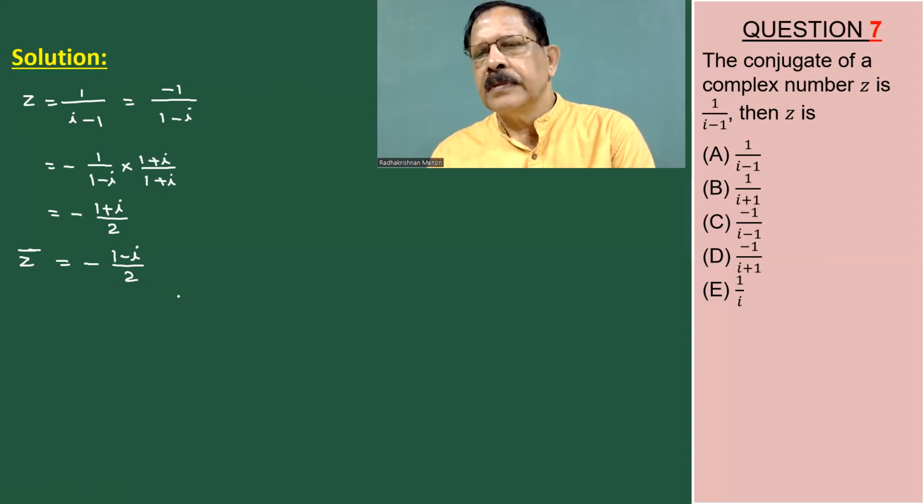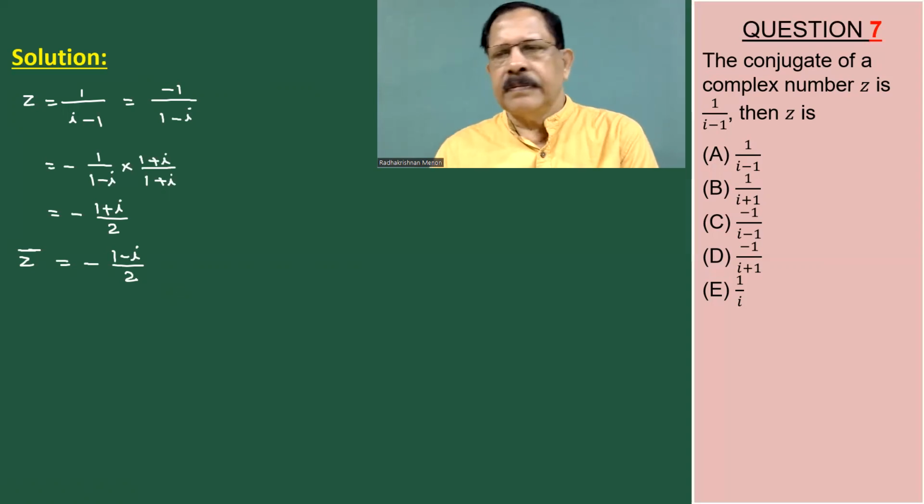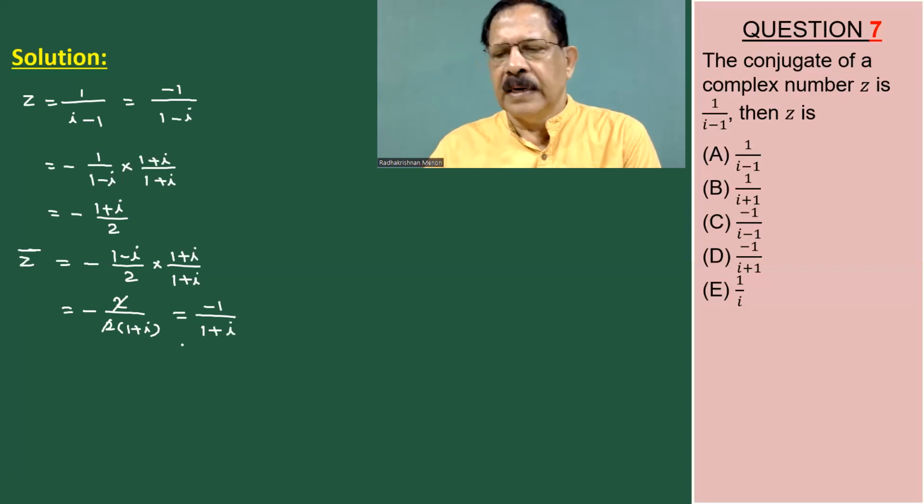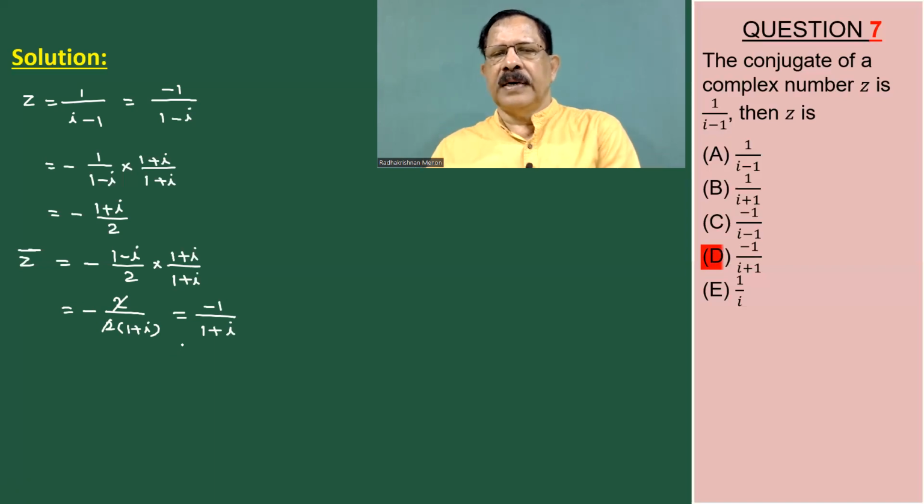Is it there in the options? No. So again, we multiply numerator and denominator by the conjugate of 1 minus i, so 1 plus i. Simplify the numerator: 1 minus i into 1 plus i is 2, divided by 2 into 1 plus i. So 2 is getting cancelled. So we are getting minus 1 divided by 1 plus i. Is it there in the options? Minus 1 by 1 plus i? Yes, it is there. Answer is option D.